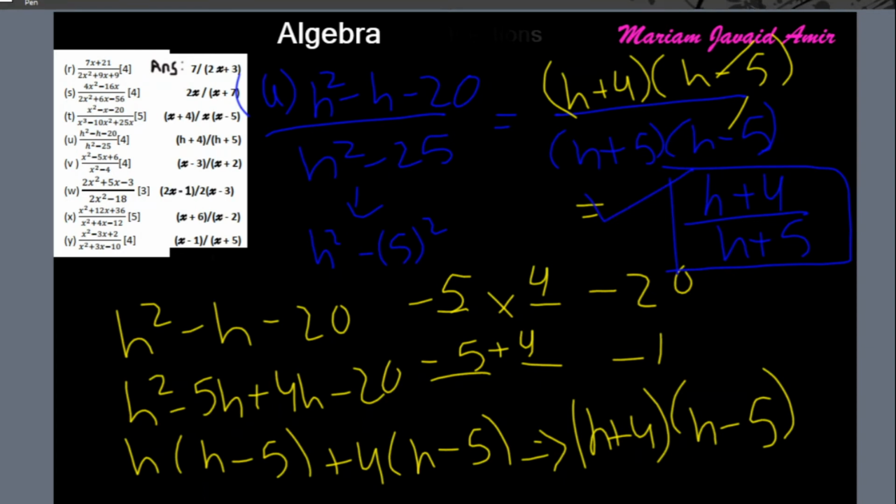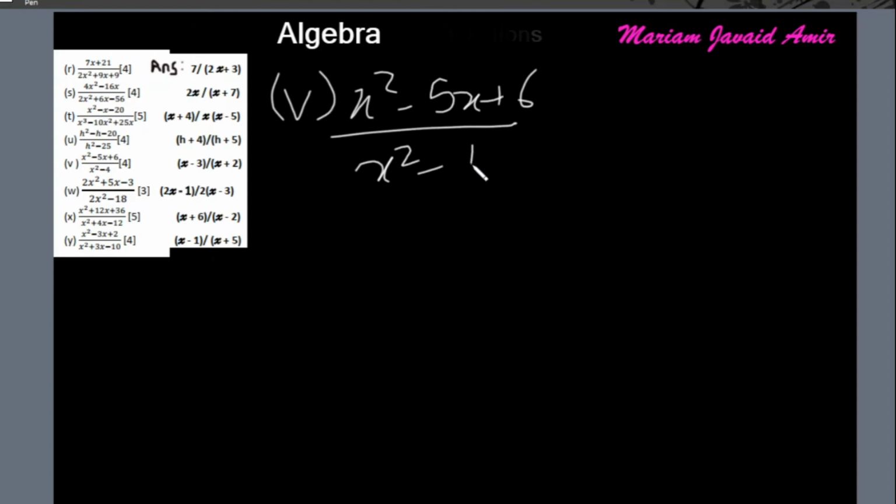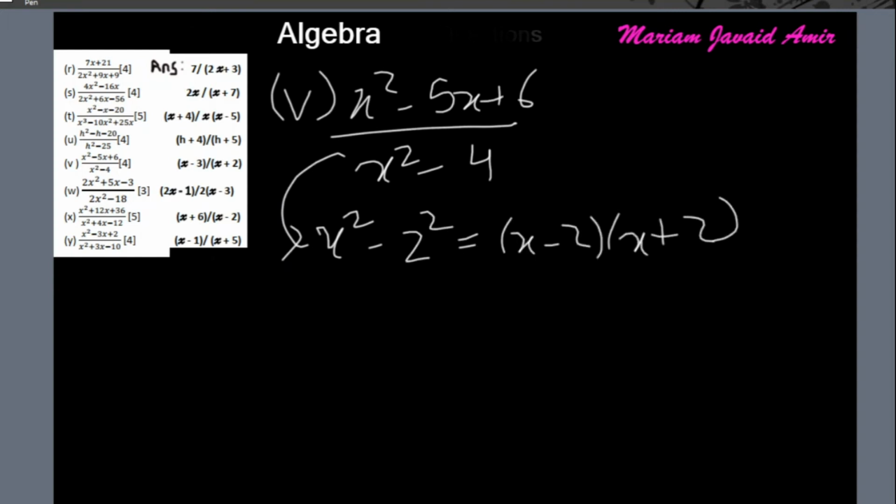Okay, next up is part V, which is x square minus 5x plus 6 over x square minus 4. X square minus 4 can be written as x square minus 2 square, which becomes x minus 2, x plus 2 when factorized. So this is x minus 2 and x plus 2.